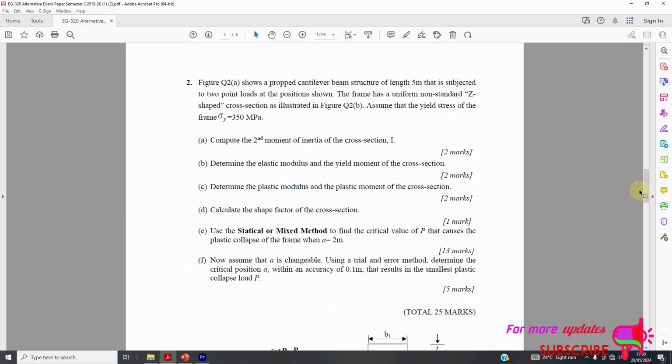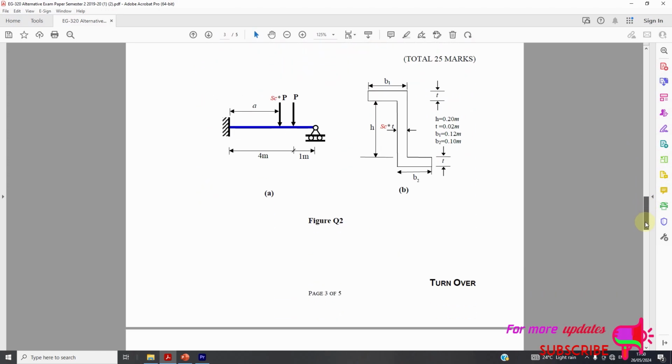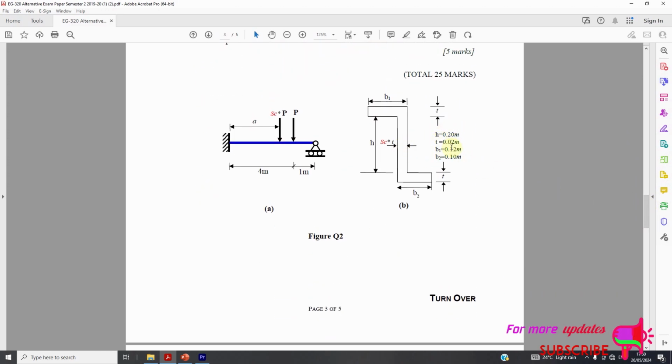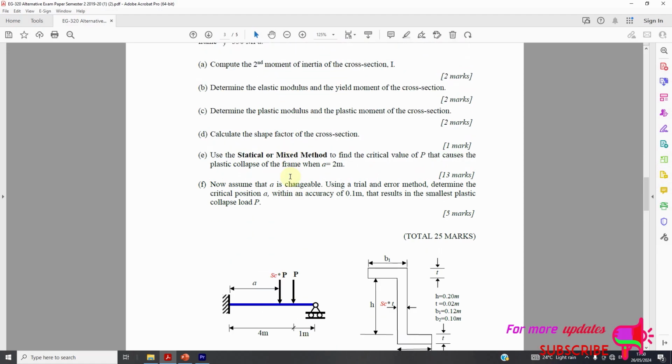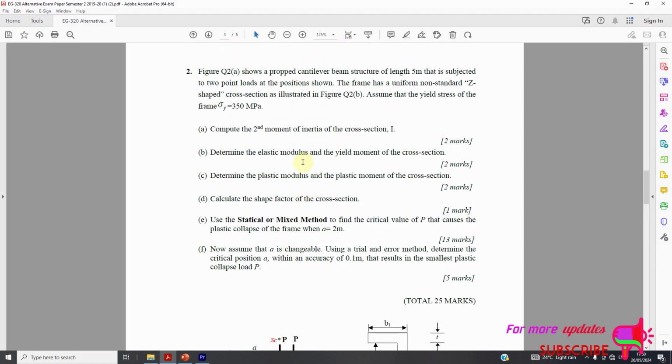Question number 2. Figure Q2A. Now this figure has these dimensions: h is equal to 0.2 meters, b is equal to 0.12, t is equal to 0.02, and b2 is equal to 0.1 meter. Now A here, let's continue. It shows a propped cantilever beam structure of 5 meters that is subjected to 2-point loads at the positions shown.